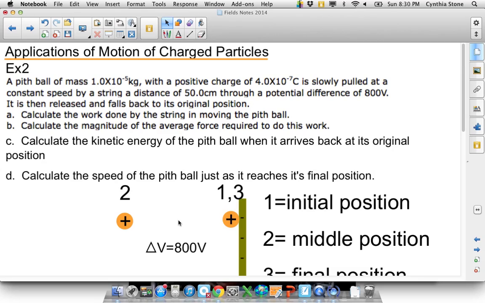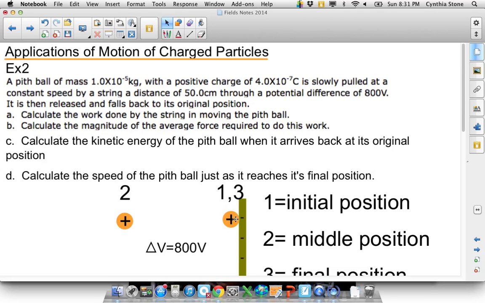So 3 parts: work done by the string in moving the pith ball, which is obviously done by the person pulling the pith ball. Calculate the magnitude of the average force required to do that work. And what I'm hoping to show you here is that the old formulas will still apply. And then kinetic energy when it arrives back, and the speed when it gets back.